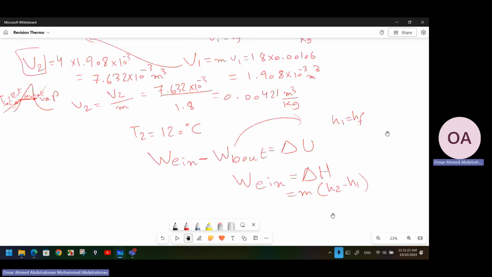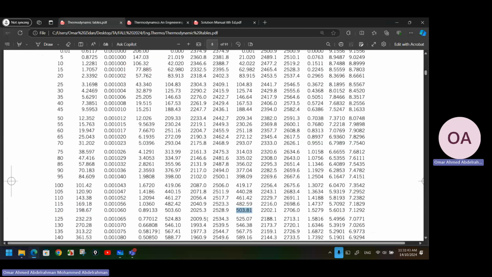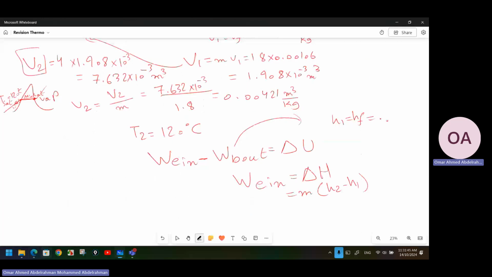For H2, now we know it is a mixture. Whenever you have a mixture, you need to find the quality. That is a must. Any mixture state, you need to find the quality. So H1 equal to Hf. Let's get it from the table at the temperature 120 degrees Celsius. So Hf is 503.81 kilojoule per kilogram. H2, I need to get it from this equation: H2 is equal to Hf plus x Hfg.